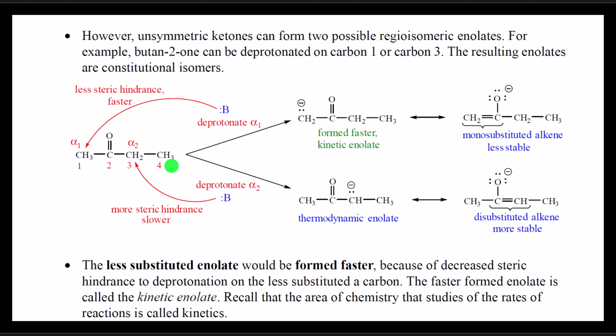Therefore, if we had 100 of these and we allowed them to react, we would see that we would get initially a much larger percentage of this enolate formed from the less substituted alpha than we would of this enolate formed from the more substituted alpha. Organic chemists call the faster formed enolate the kinetic enolate. If we recall, the area of chemistry that studies the rates of the reactions is called kinetics.